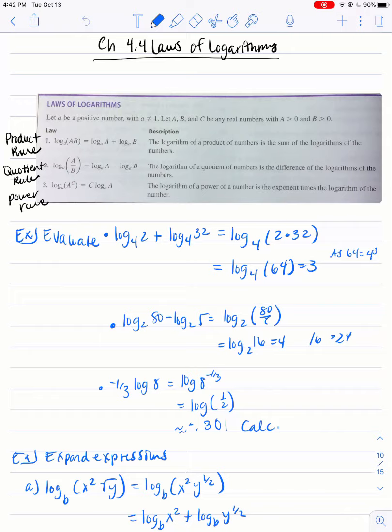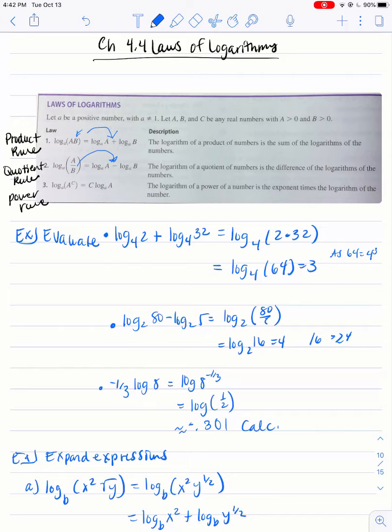If we have log base a of b times c multiplied together, then we can split this up into log base a of b plus log base a of c. So we're splitting up this multiplication into addition of two separate logs. And then our quotient rule: log base a of b over c is equal to log base a of b minus log base a of c. So we're changing this division into subtraction and splitting the logs.